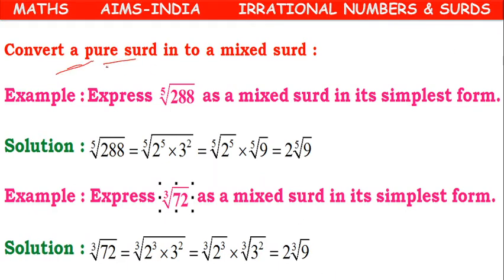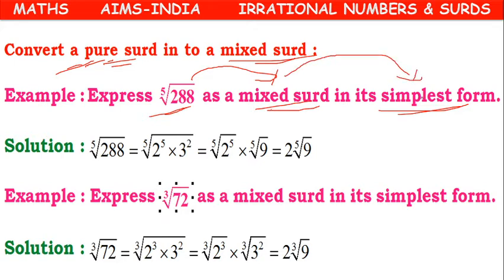So, convert a pure surd into a mixed surd. This is the first concept. Express fifth root of 288 as a mixed surd in its simplest form. We have to express it as a mixed surd, that is one part of the problem, and again we have to express it in its simplest form, that is the second part.